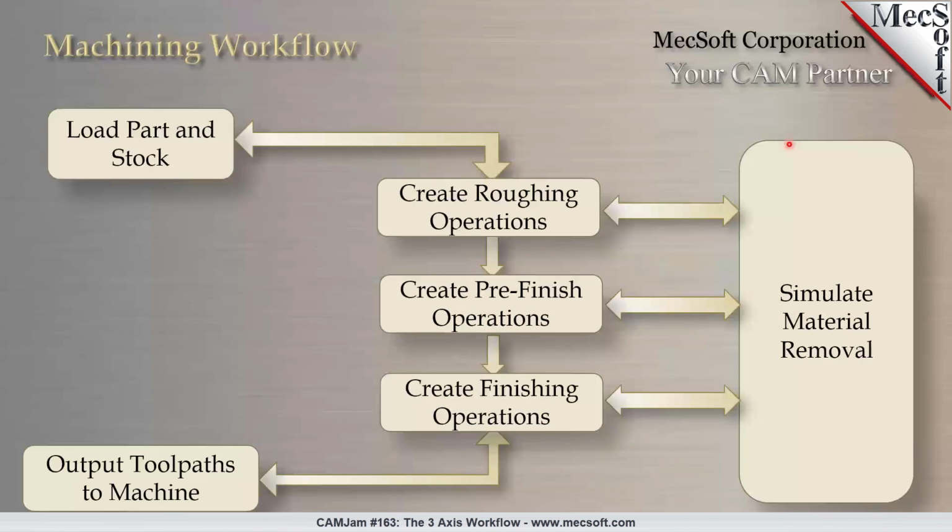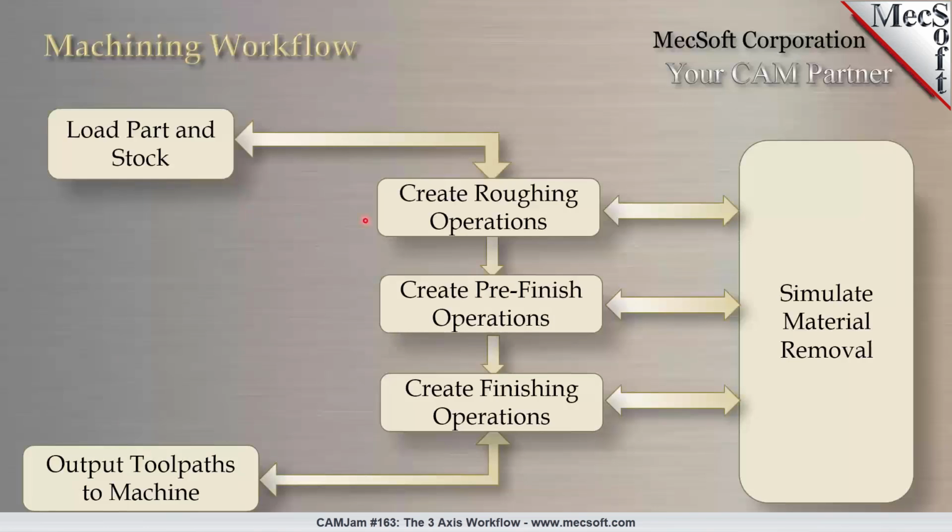Now, let's take a look at what our typical machining workflow would look like. So I'm going to go ahead and switch back to our presentation slide in here. So a typical process in 3-axis machining would be to load the part and the stock, which we've defined.